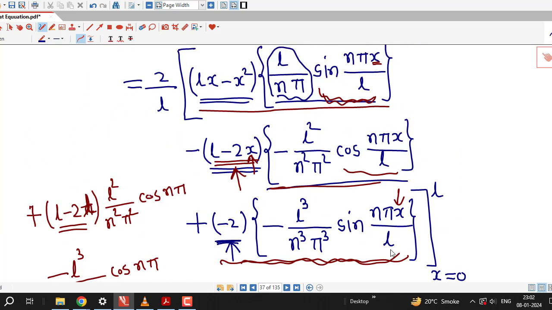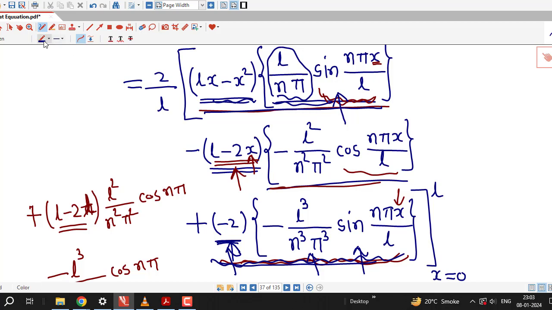Now if we take x equal to 0, then again here we will have sin 0, and it is in the product of this, and sin 0 is 0. So there is no contribution from this term for x equal to 0 also. Same thing here, if I take x equal to 0, sin 0 is 0, and all these are in the product of 0. So this is also 0 at x equal to 0.